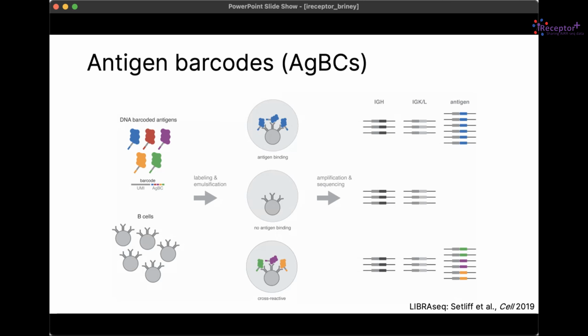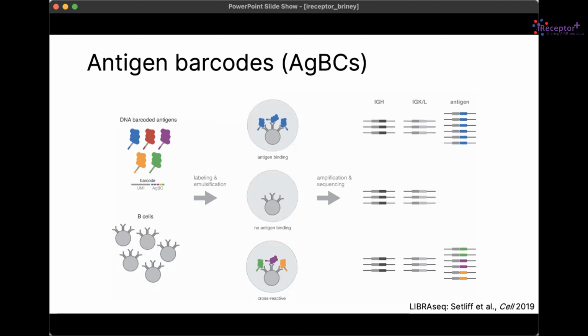So there are three simple cases shown here: one in which you have an antigen-specific B cell, one in which you have a B cell that's not able to bind antigen, and one that is potentially cross-reactive. If these were different flu HAs, for example, you could identify not only the flu-specific B cells, but also those that are broadly reactive across your panel of DNA-barcoded antigens.